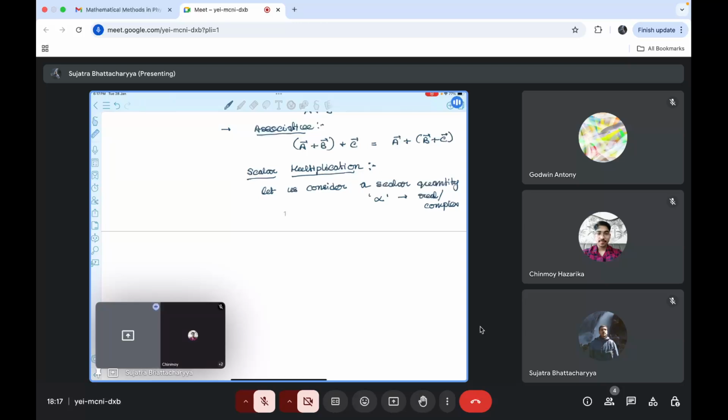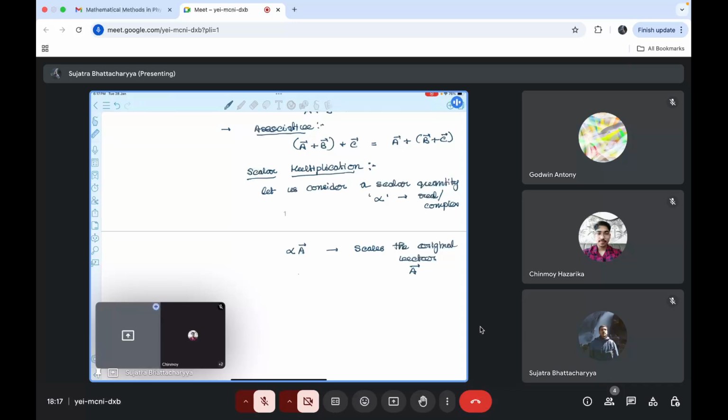So let us consider this alpha is a scalar quantity, and this alpha times A is nothing but a scalar multiplication with the original vector. So what it does, it actually scales the original vector A. So it can change not only the magnitude, but the direction also. It has a control on both the direction as well as magnitude.